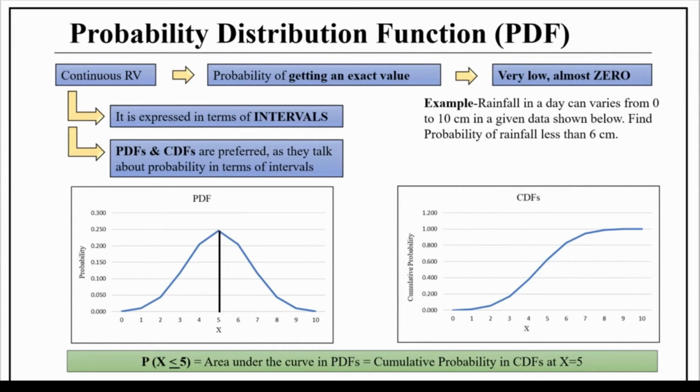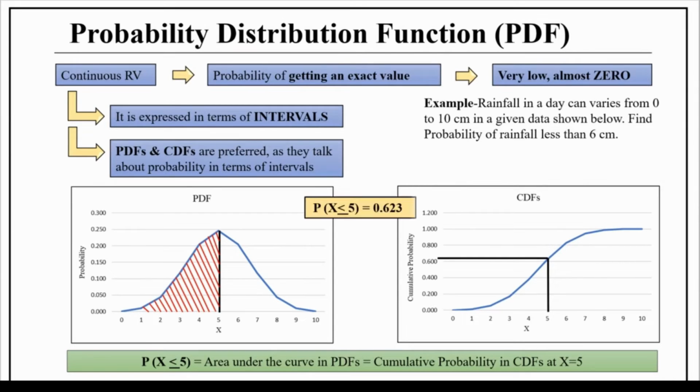In PDF, when x is equal to 5, the area under the curve is the probability of getting a rainfall less than 6 cm. Let's see how we can do it in CDF. At x equal to 5, what is the probability? We can find it in this way. And if you see, both are giving the same value, that is 0.623.